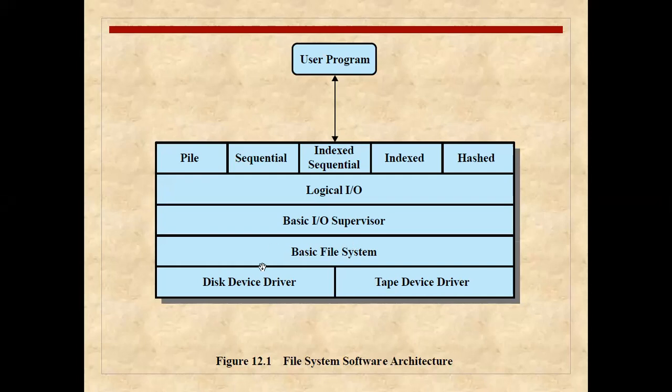Then your basic file system, which is what we are studying right now. Then your disk device driver and tape device driver, which is how you access secondary storage with the help of disk device drivers and tape device drivers. Tape is another type of secondary storage media where you can store your contents. So one by one we need to discuss all these things related to file system architecture.